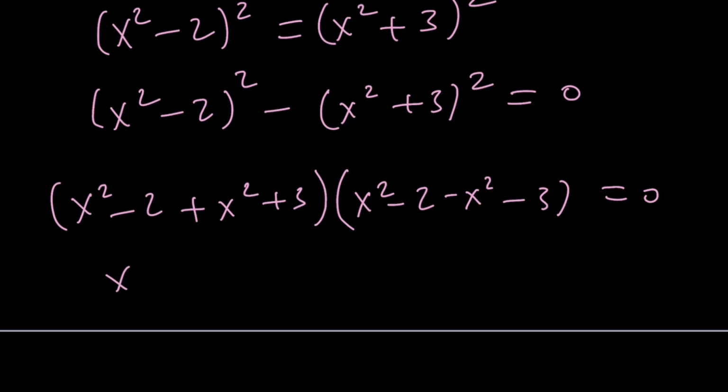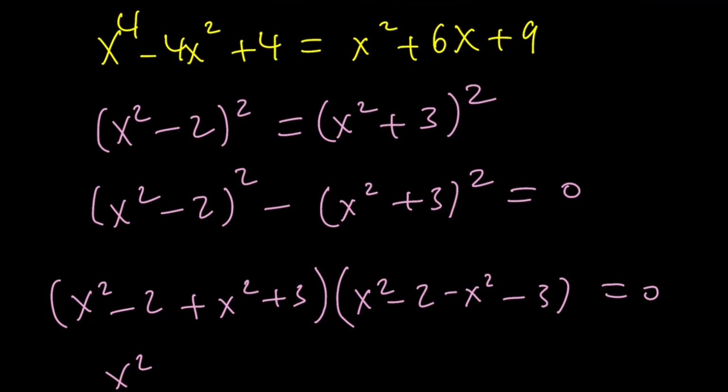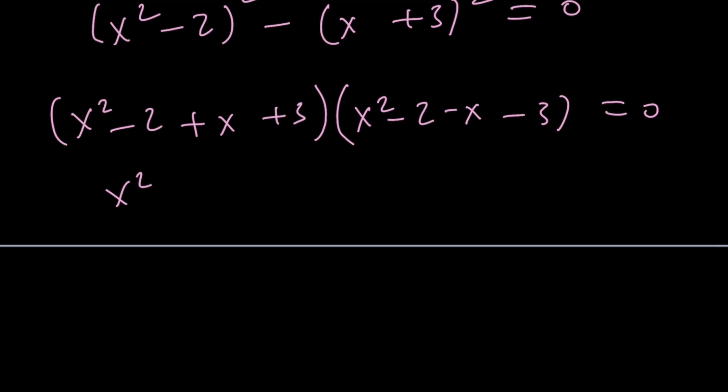And from here, if you arrange the terms, you're going to get, I kind of messed up somewhere. Yes, of course. This is supposed to be x plus 3, not x squared plus 3. Okay, I kind of over-squared it. And this is going to be x squared minus 2 minus this. Okay, so this will be gone. Okay, here we go. Now this is good.